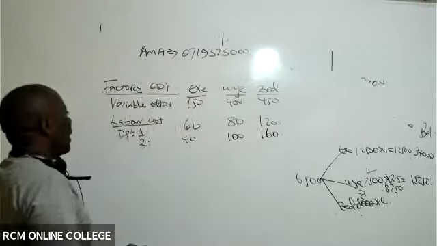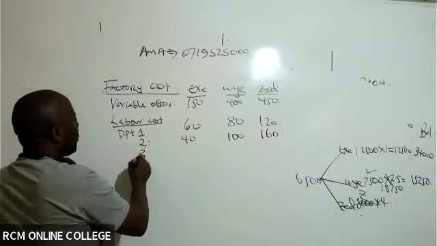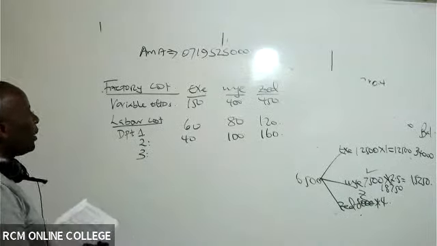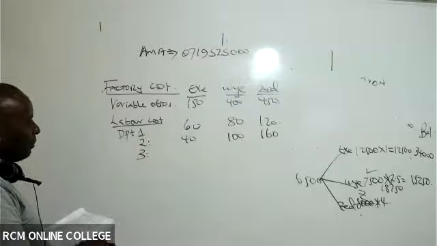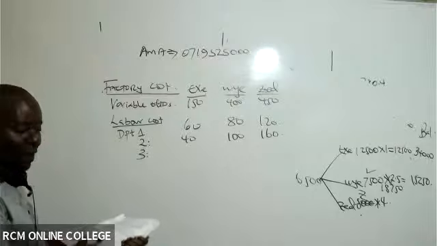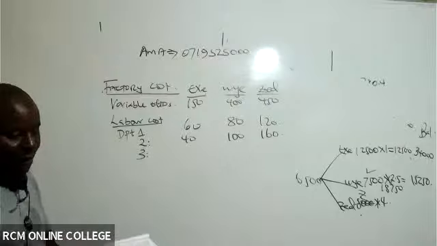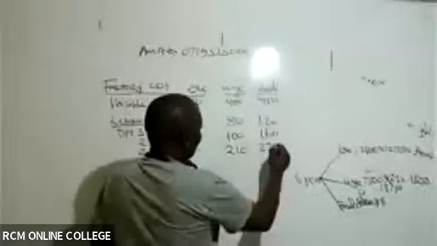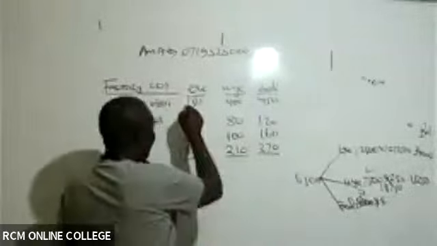All right. And then, ladies and gentlemen, we have department number 3. What do we have here for department number 3? We have 150, 150, 150, and then we have 210, 210, and then we have 270. Please add this, all of them.